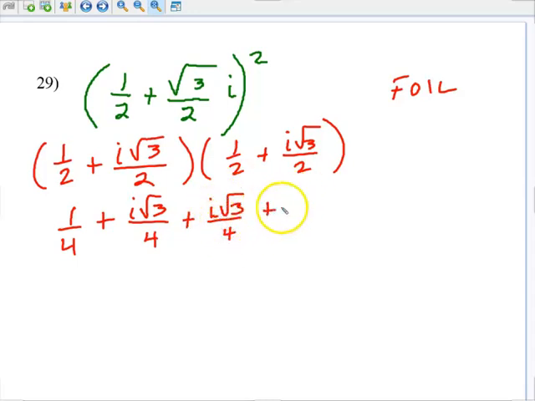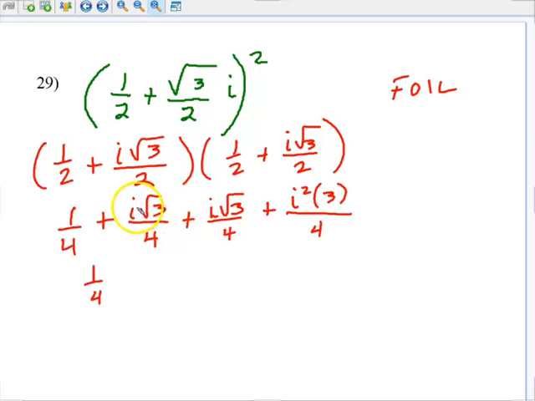Then when we do the last, I times I is I squared. Root 3 times root 3 was root 9, but it becomes 3 when we simplify. And then 2 times 2 is 4. Okay, so let's clean this up. I'll go ahead and combine these two in the middle.